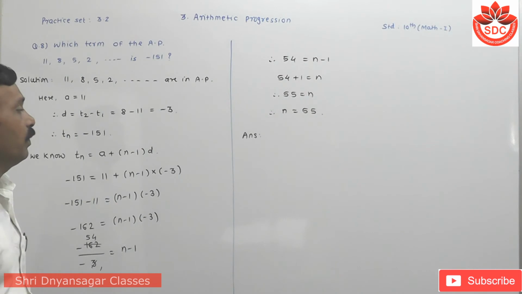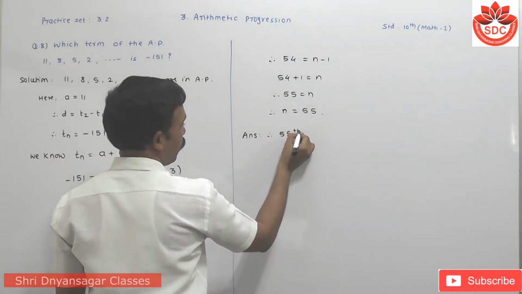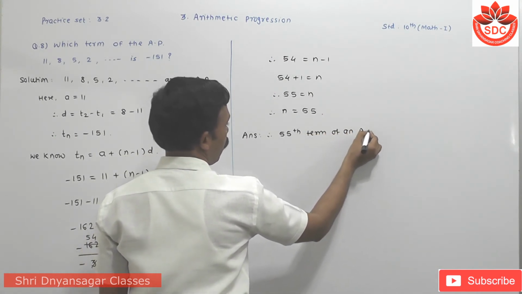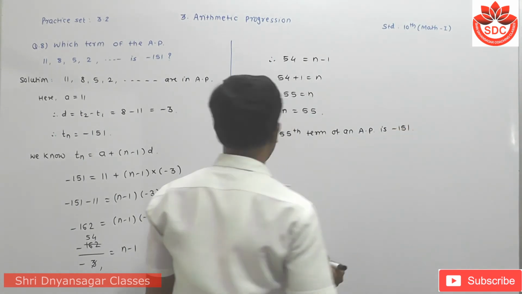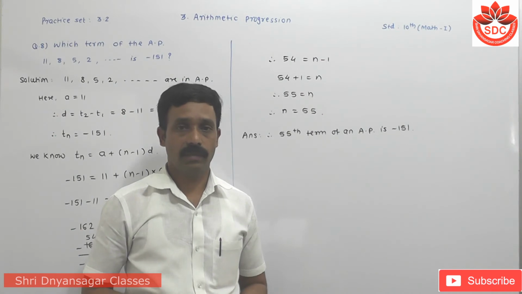Means that therefore the 55th term of an AP is minus 151. Can you understand? We take the next question.